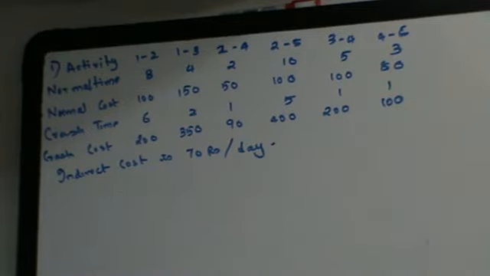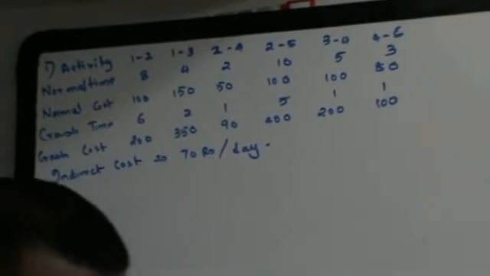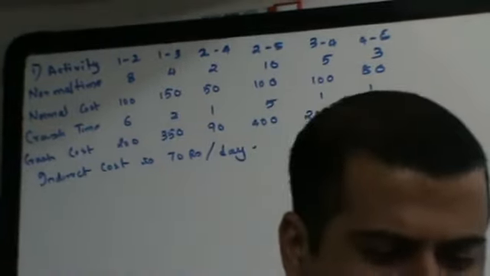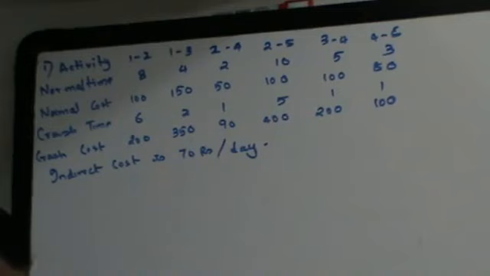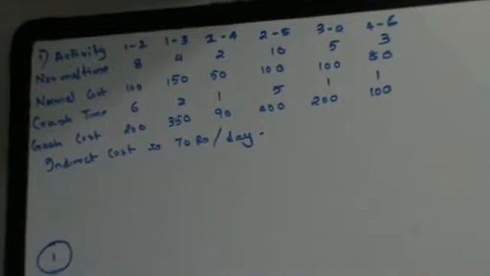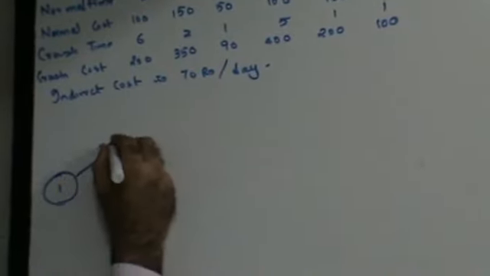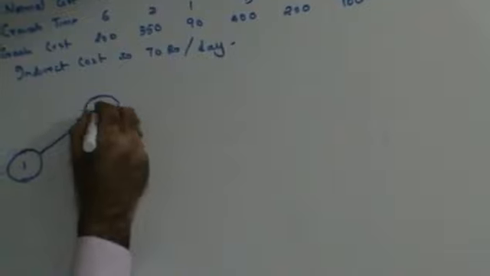Right? Now, the first thing that you need to do is draw the network diagram. Let's see how we draw it. They've given you the activities, and on the basis of the activities, you will have to draw the network diagram. Now, event 1. From 1 you have 2. So 1 goes to 2 and it is 8 days.